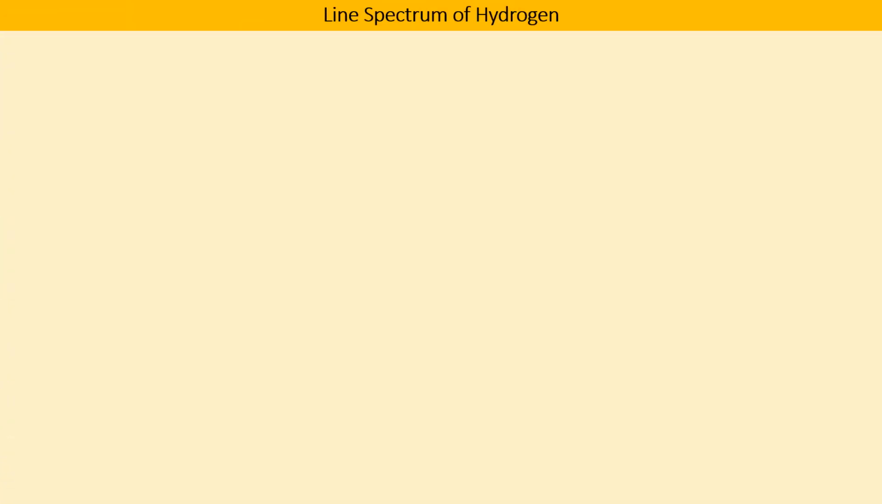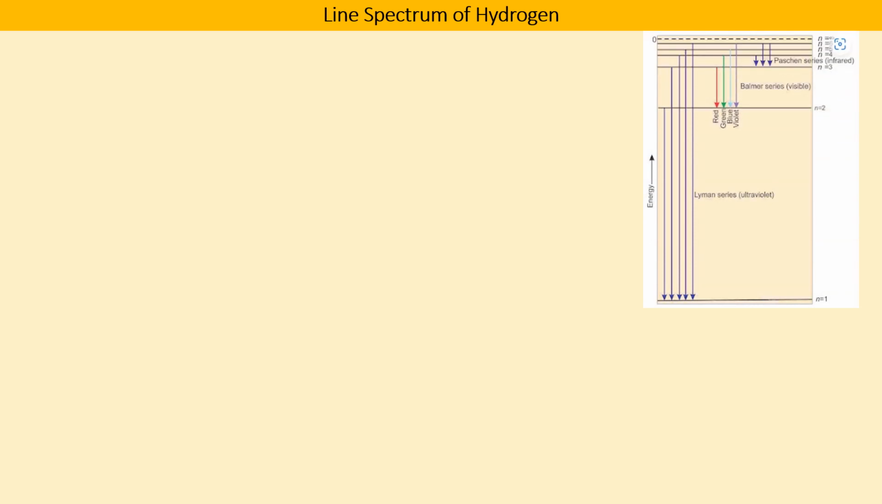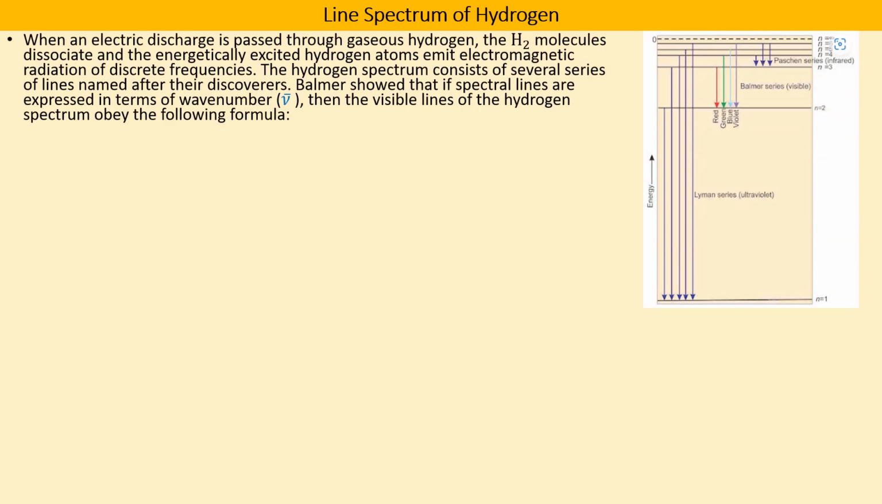Line spectrum of hydrogen. When an electric discharge is passed through gaseous hydrogen, the H2 molecules dissociate and energetically excited hydrogen atoms emit electromagnetic radiation of discrete frequencies. The hydrogen spectrum consists of several series of lines named after their discoverers.